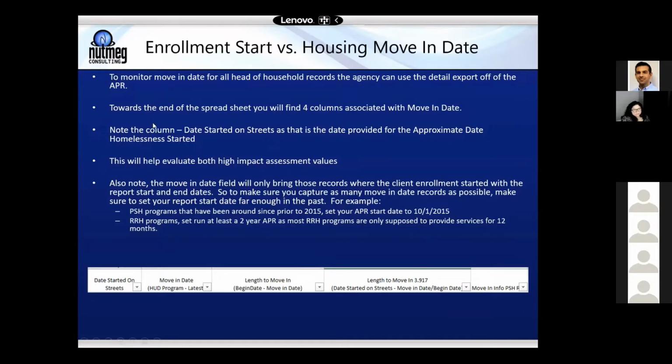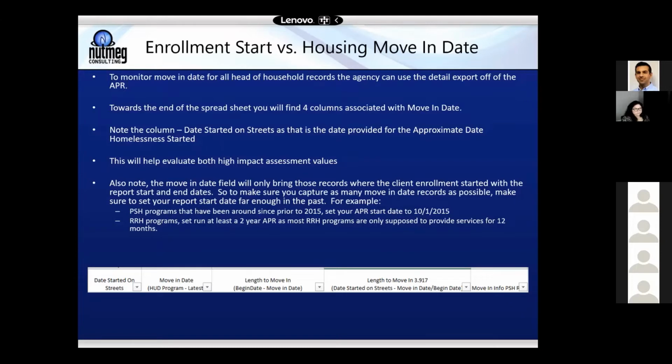And the other key is that the move-in date field is dependent upon the program, when the person enrolled in the program. So if you're a PSH project, you're going to want to run your report for a very large date range to make sure you capture as many people as possible if you've never monitored this date in the past. If you've monitored this date, then you could probably run a 2-year APR because most likely you've captured everybody prior to that. But if you've never really monitored that date, run a very old APR from 10/1/2015 forward. And that'll show you if you have anybody missing that date.